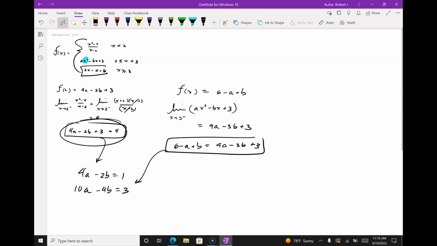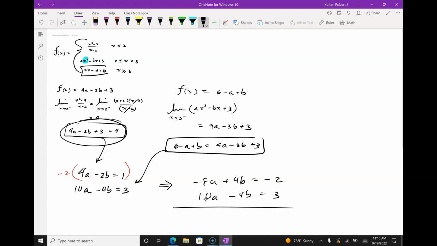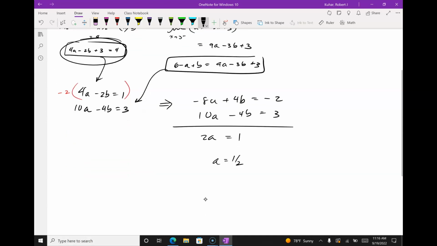So I always like the elimination method. So I'm going to multiply this first equation by -2. So what do I get from my new system? I get -8a plus 4b equals -2. And I still have 10a minus 4b equals 3. And I'm going to add them together. Right? You remember doing this before? So I get what? 2a equals 1, so a is 1/2. So I found my value of a that will work.